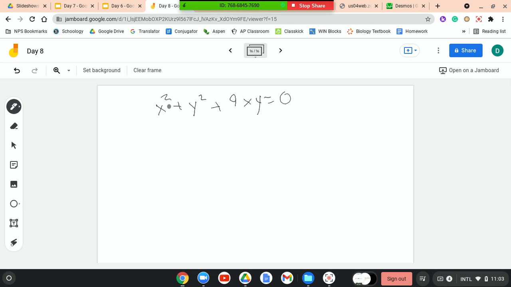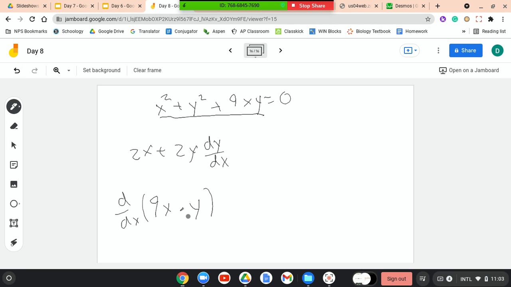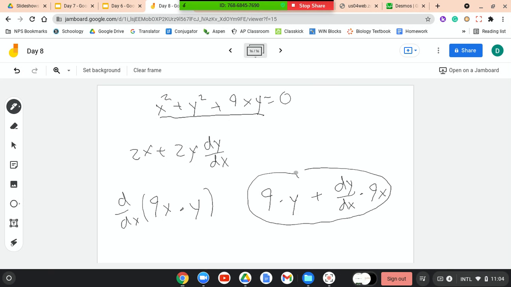I would take the derivative of both sides with respect to x, because we can do that to both sides. If I take the derivative of this thing with respect to x, I'll get 2x plus 2y dy over dx, and then plus the derivative of this, all right? Would you agree that this is just 9x times y? Yeah. So we're going to end up using the product rule. We get 9 times y plus the derivative of y with respect to x, dy over dx, times 9x. Yep. So do you see how this is the derivative with respect to x of 9xy?